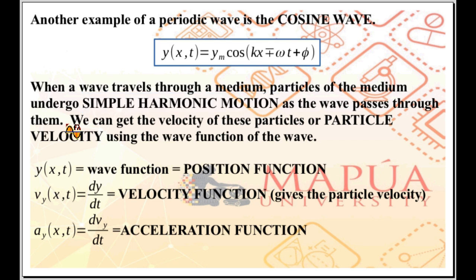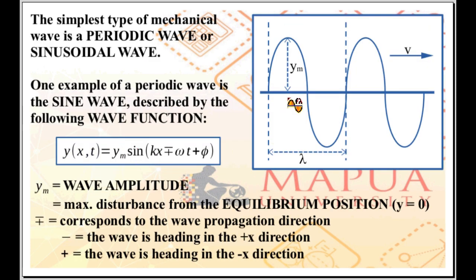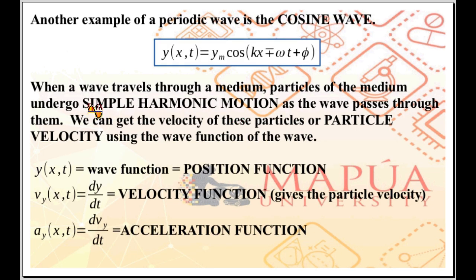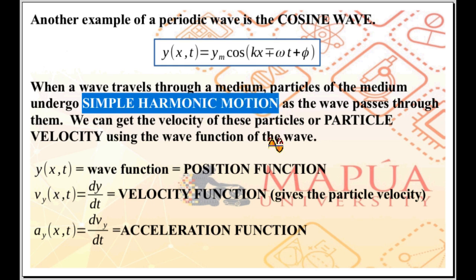When a wave travels through a medium, particles of the medium undergo simple harmonic motion as the wave passes through them. So going back to our figure, say you are looking at this particle and the wave passes through the particle, that particle will undergo simple harmonic motion, vibratory motion, moving down and up and down, moving back and forth as the wave passes through the particle. Thus, the particles are moving.